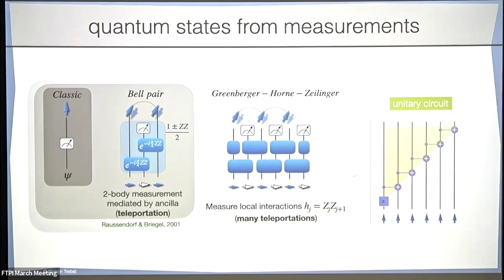I would have taken a lot of Hadamards, and it would have taken me n steps to create such a state. But here it takes me 1, 2, 3 steps, independent of how many qubits I have. So if I take that 1,000-qubit processor of IBM, it also takes me just 3 steps.